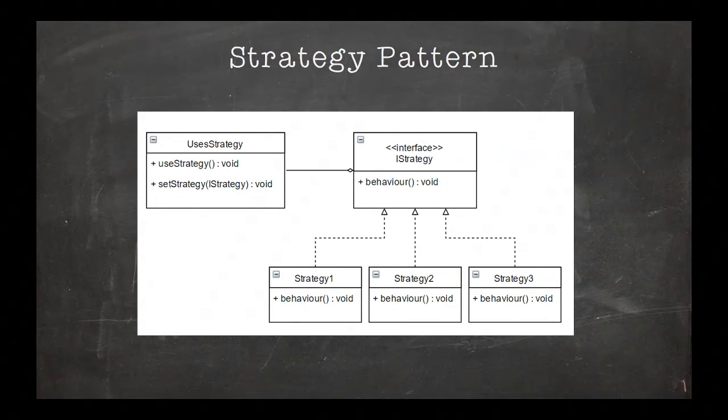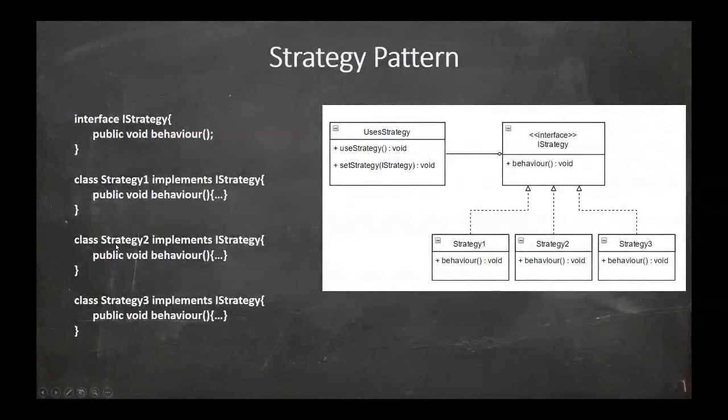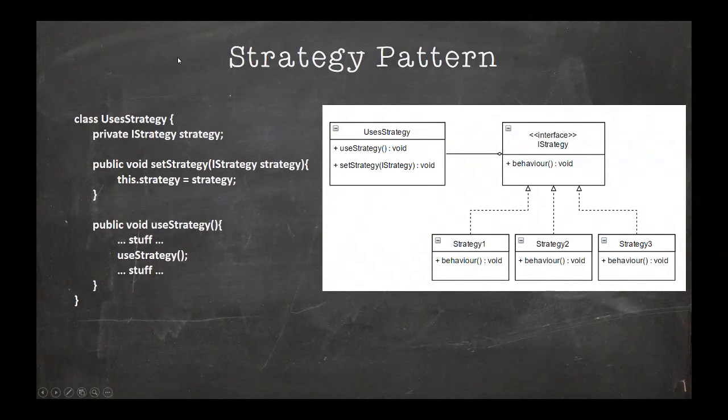This is just a very straightforward way of using interfaces. Looking at it from a more code point of view, you would declare an interface iStrategy, which has one public method, void behavior, and in the three of them you would have some behavior declared. When you call it, class uses strategy, it would have the two methods, set strategy, this.strategy is equal to strategy, whatever you pass in, and use strategy. So something in here will use the one you set.